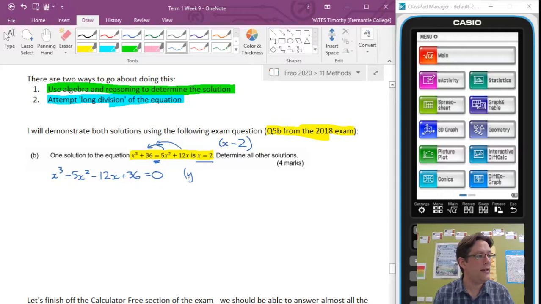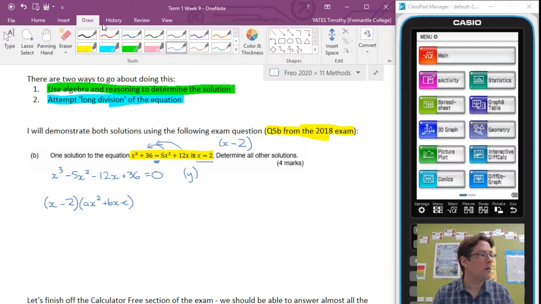Normally this would be equals y if we were graphing a function, but we've got equals 0 here for the time being. And with the equals 0 there, basically we're finding the x-intercepts of this one. And we've gotten one x-intercept already, it's x equals 2. That means that the whole thing is going to be able to be factorized into x minus 2 multiplied by some quadratic, which will be ax squared plus bx plus c.